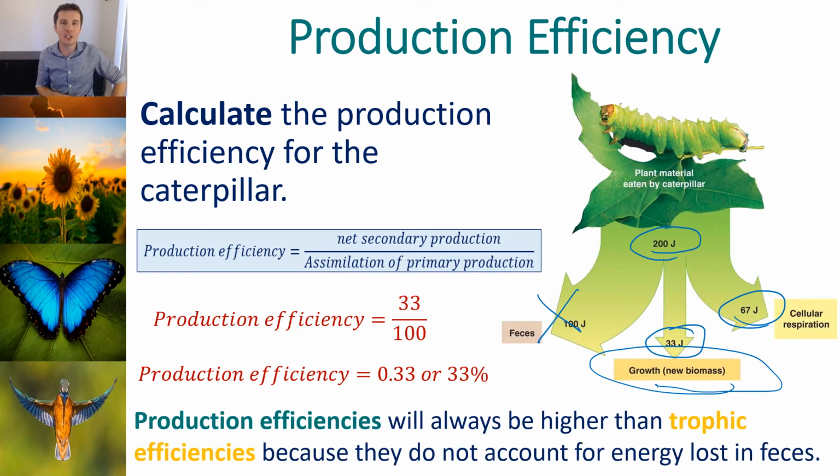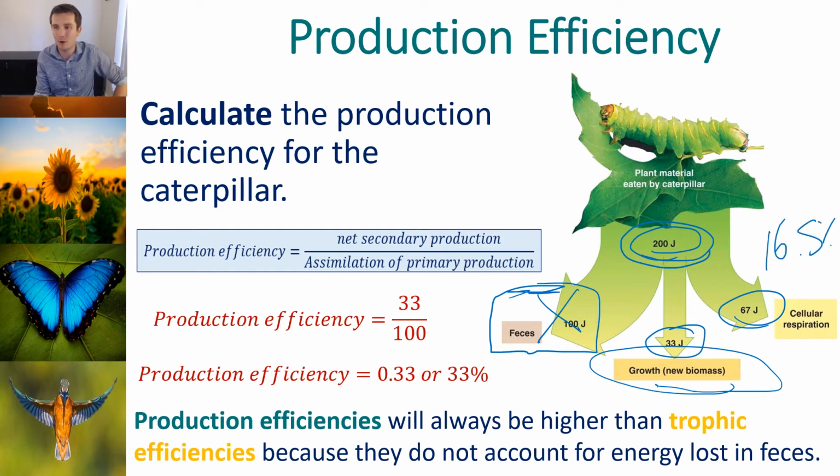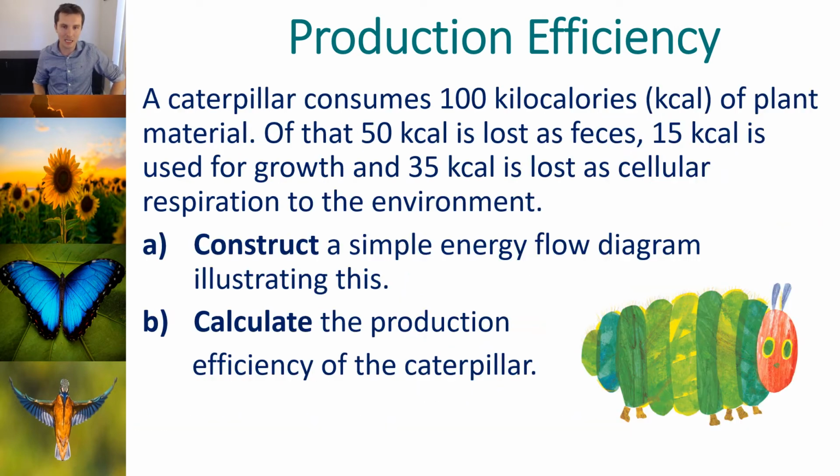So production efficiencies will always be higher than trophic efficiencies because they do not account for the energy lost in feces. And that's basically what I mentioned there. You're getting 200 joules coming in, but we're losing 100 from it. When I look at production efficiency, it doesn't take into consideration this 100 joules that you've lost. So it will always be higher than your trophic efficiencies, which does take that into consideration. So 33 divided by 200 joules, you're looking at about 16.5% efficiency, which is obviously less than our 33% efficiency there.